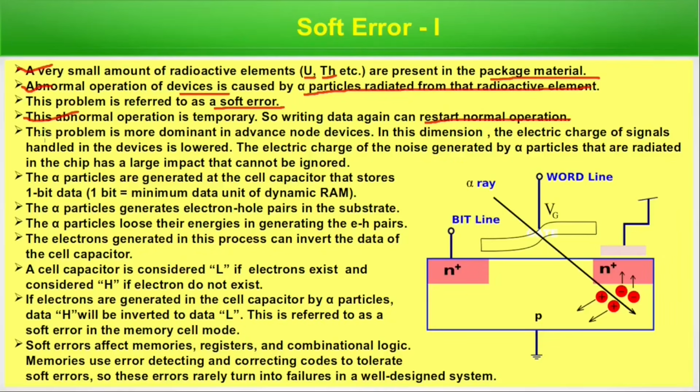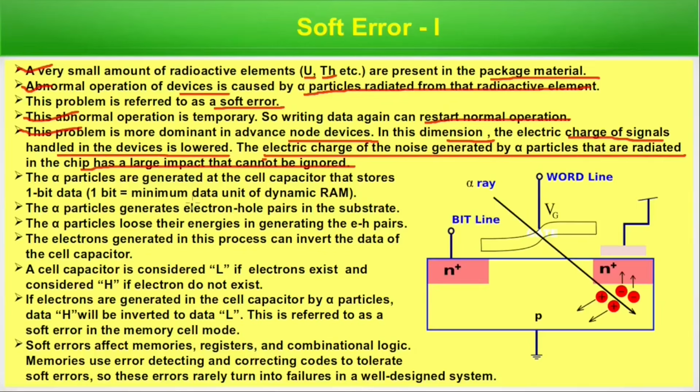This problem is more dominant in advanced node devices. In this dimension, the electric charge of signals handled in devices is lowered because device dimension is lower, so operating voltage is also lowered. Now the electric charge of the noise generated by alpha particles that are radiated in the chip has a large impact that cannot be ignored. The operating voltage is less. Now this electric charge of the noise generated by alpha particles becomes quite significant at this dimension.